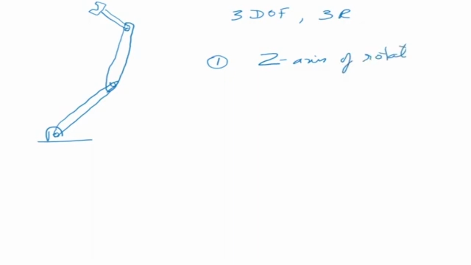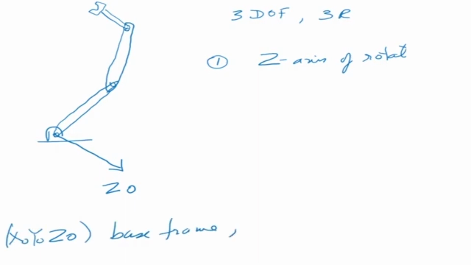Okay, now because it is rotating on the plane, if you can imagine, the z-axis is pointing out, so this is z0. Okay, and we put the 0 as the base frame, so x0, y0, z0 is the base frame or the reference frame which does not move. Okay, now we have defined our z-axis.